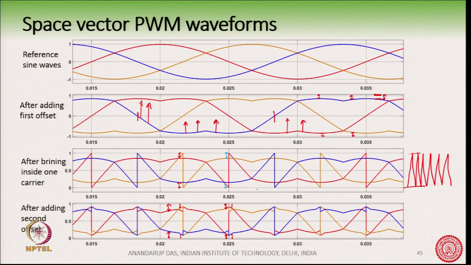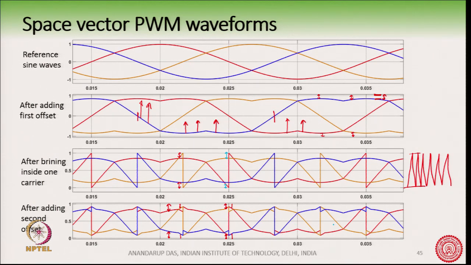So, this means that our start and end. So, if I give a comparison of this reference waveform with the high frequency carrier, the start and end vectors will not be of equal duration of time, okay. So, what we then do is add the second offset. What is the function of the second offset? The second offset is kind of like again middling these 3 reference waveforms here inside one carrier, and that is what we have done. Now, after addition of the second offset, the waveforms look somewhat different.